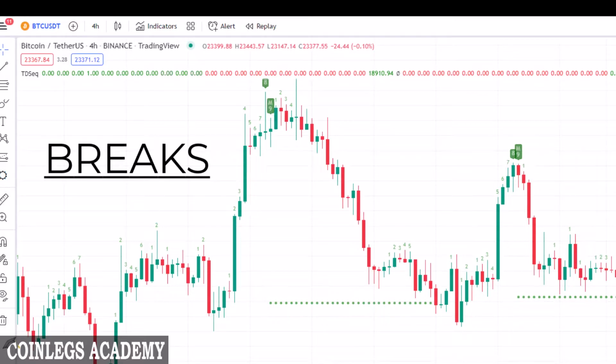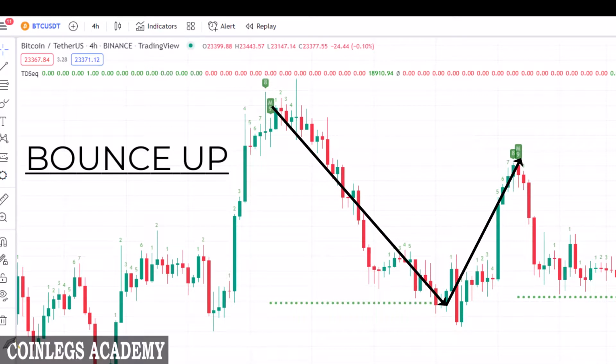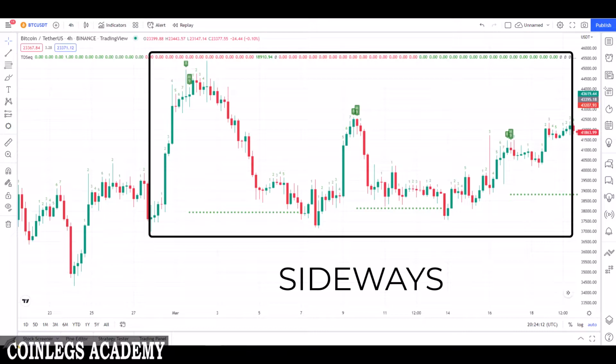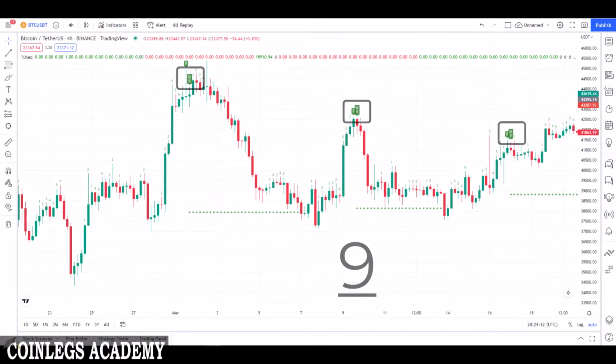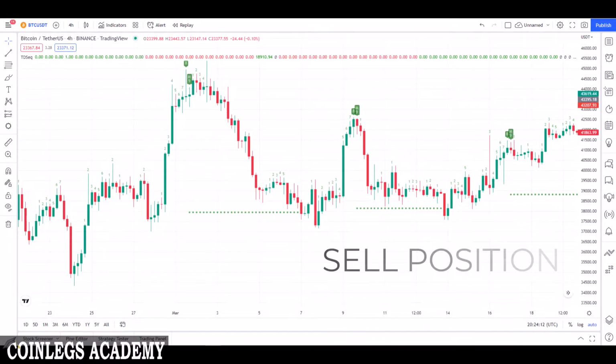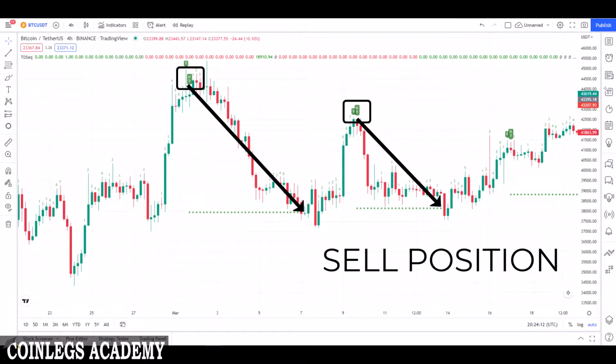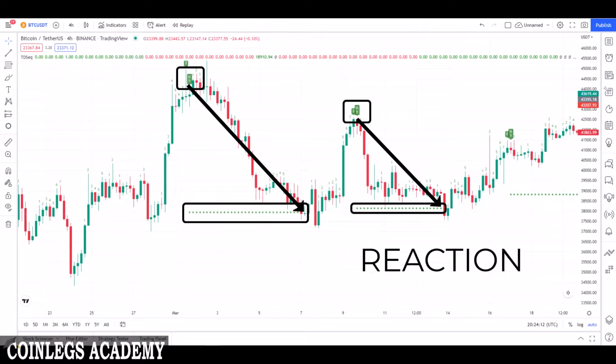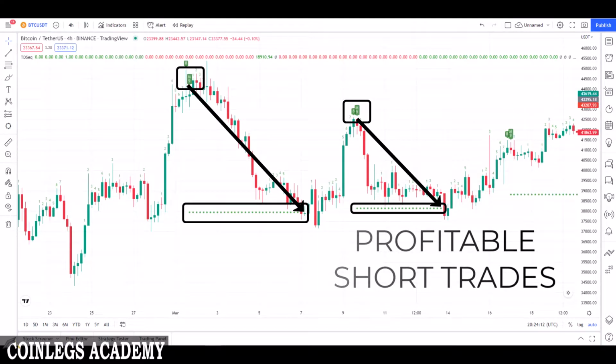And unless the price breaks below the support level, we are making trades expecting that it can bounce up from this region many times. Thus, sideways markets like this one are formed. In these markets, we see more 9 setups instead of 13 setups. If we open our sell position from the 9th candle on the sell setup, considering that these short positions will receive a reaction from the support levels formed, we can make profitable short trades like this.